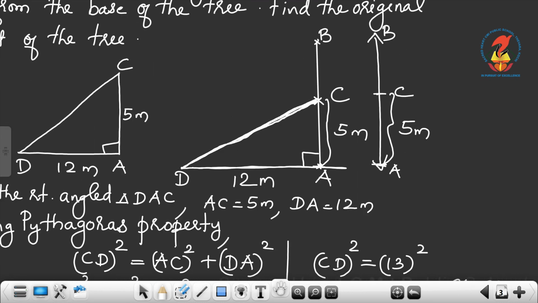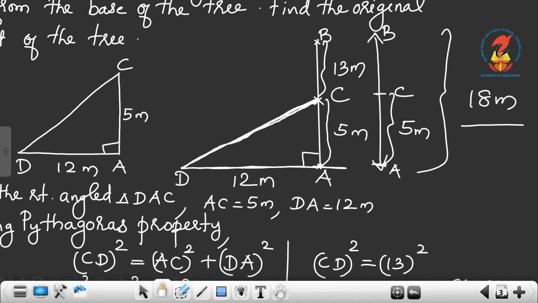So, we got this measure as 13 meters. Therefore, the height of the tree is 13 plus 5, we will get 18 meters.